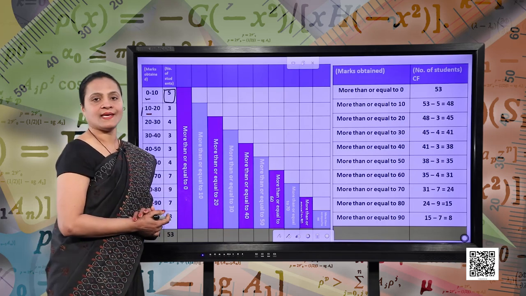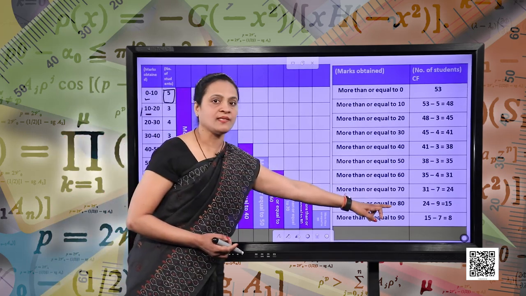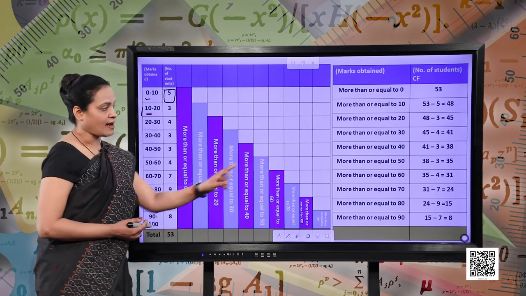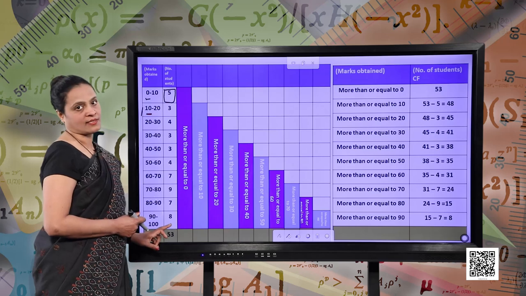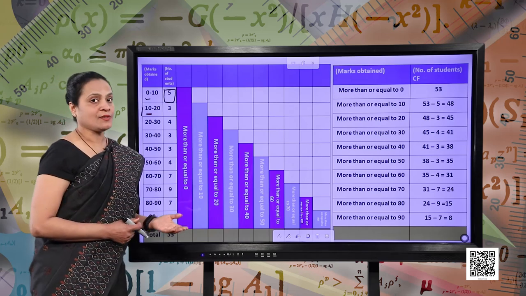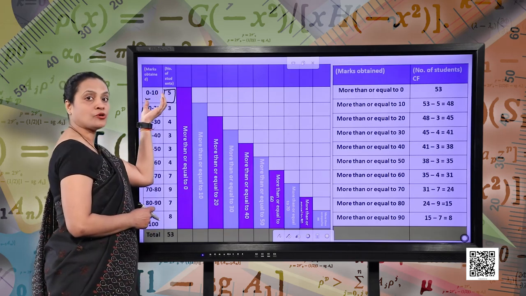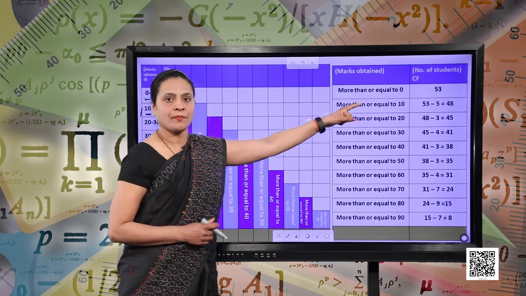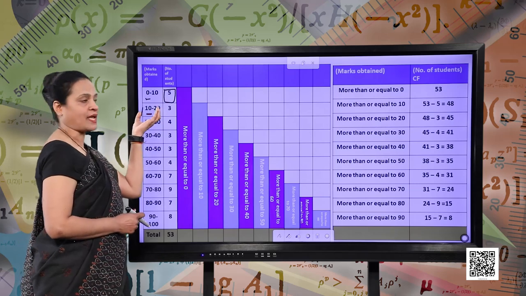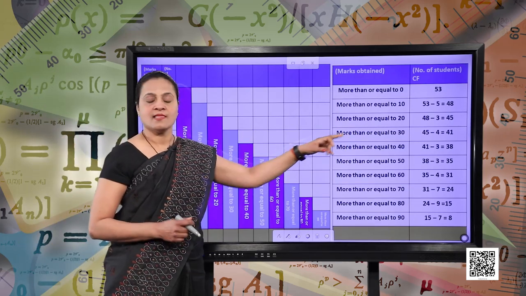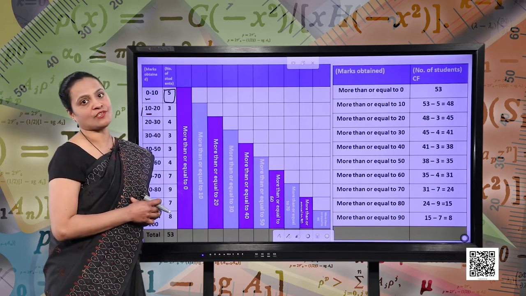Similarly, we can calculate more than type cumulative frequency for all the class intervals, and you can see it is written in the table. Remember that your last cumulative frequency will be same as your frequency of the last class interval. Here we also say that more than type cumulative frequency of class interval 0 to 10 is 53. More than type cumulative frequency of class interval 10 to 20 is 48.